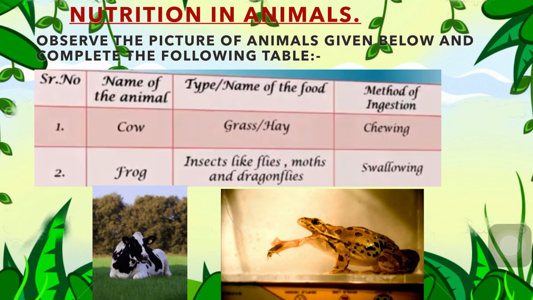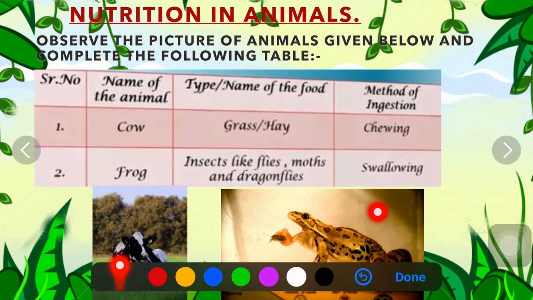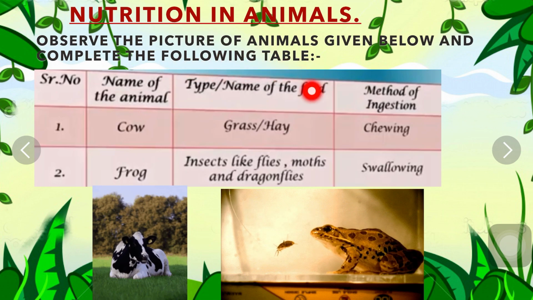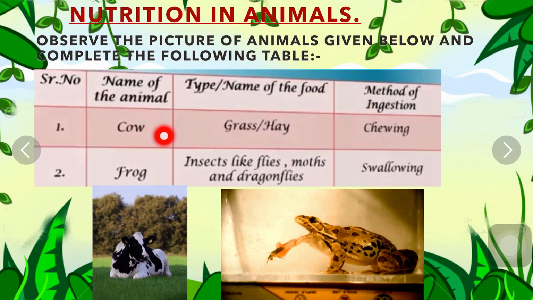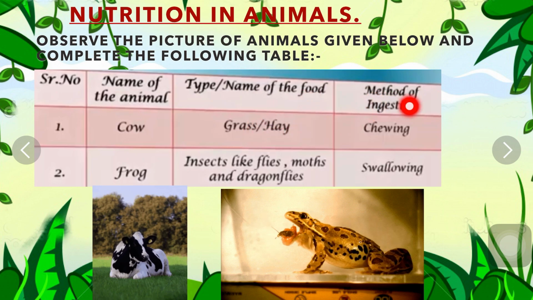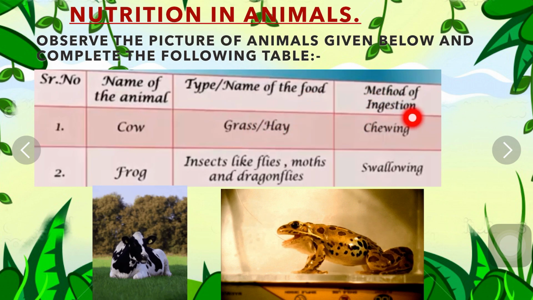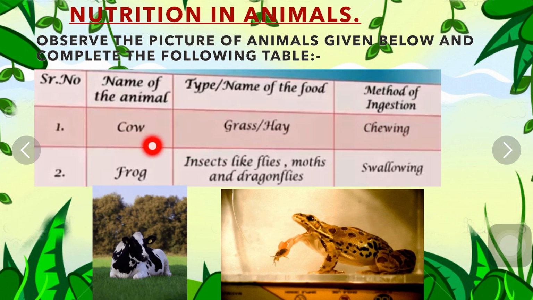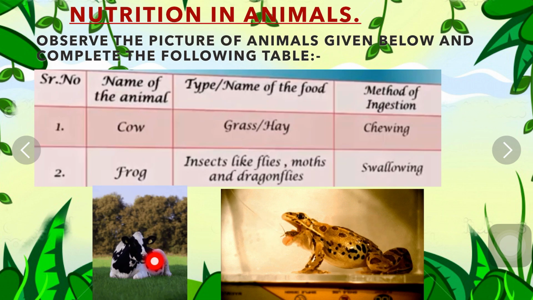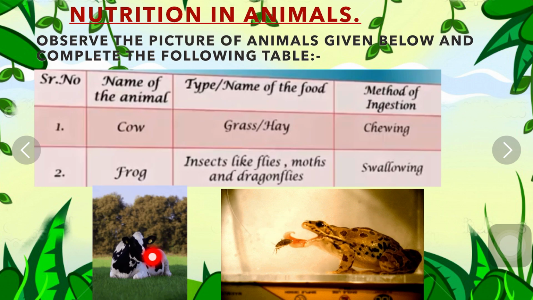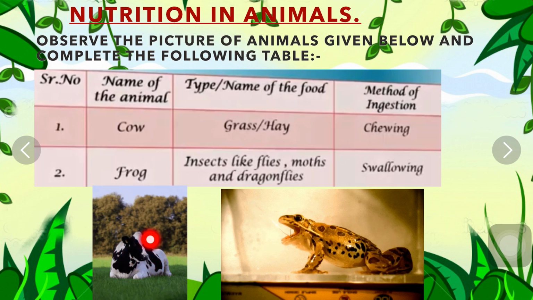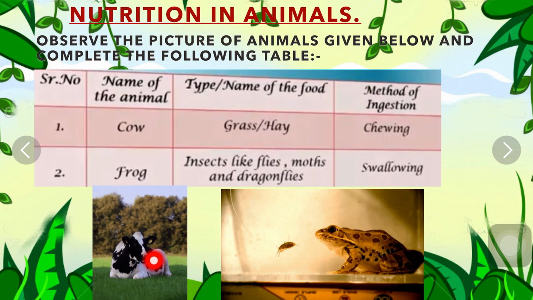Students, on page number 31, there's one table. Observe the animals around you and complete the following table. So, name of the animal, type and name of the food, and the method of ingestion. Ingestion means taking in food, how these animals take in food. So, first is cow. What does it eat? What is the food of cow? It is grass or hay. And the method of how they take in grass is by chewing, as you can see.